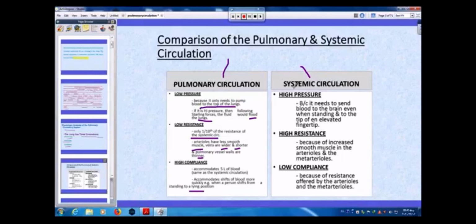On the other hand, the systemic circulation has a high pressure, as it needs to send blood to the brain when standing, or to an elevated fingertip. And this circulation has a high resistance because of the increased smooth muscle in the arterioles and the meta-arterioles. Okay, that is the comparison of these two systems. Another point is that the systemic circulation has a low compliance because of the resistance offered by the arterioles and the meta-arterioles.